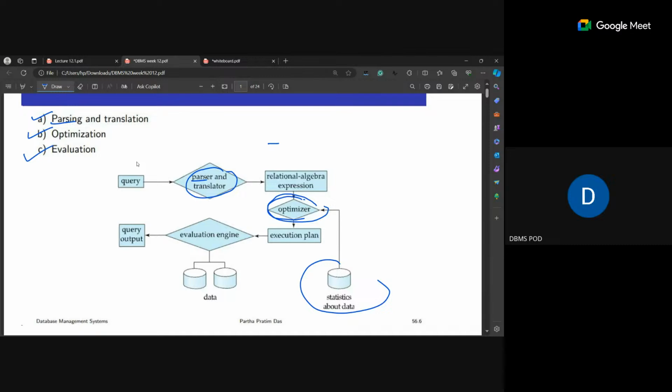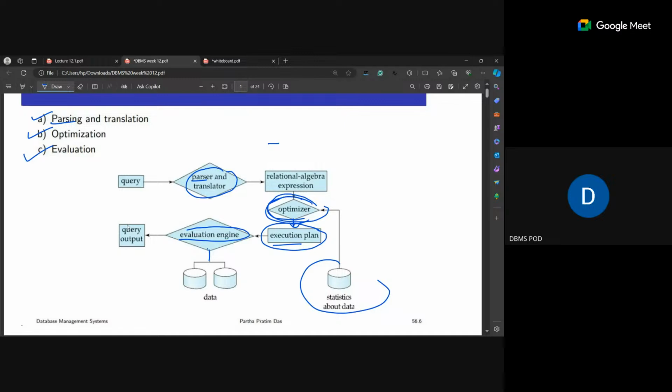So it will choose, amongst all equivalent evaluation plans, the one with the lowest cost. It will see the number of blocks, indexing, all these things. It will choose the most optimized one and give the execution plan to the evaluation engine, which will execute it on the tuples and give the query output.